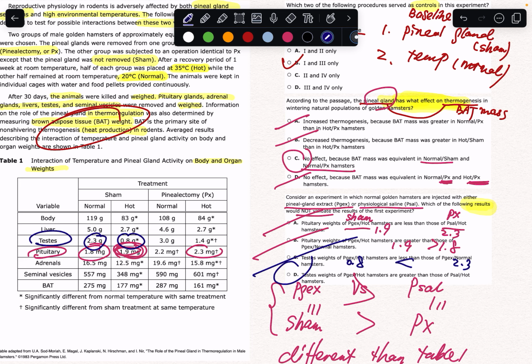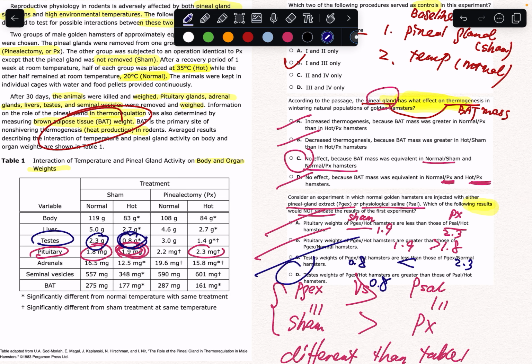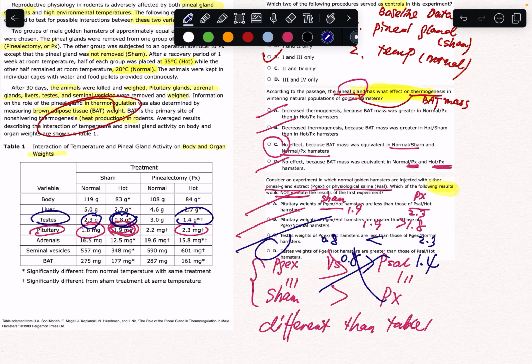So my choice will be D, but we're still going to read it. D says testes weights of sham hot, which is 0.8, are greater than those of PX hot. PX hot is 1.4. Is 0.8 greater than 1.4? No, that's not the case. That's not what I see on my table. So D is different from what I see on my table, and D is my right answer. I hope that's helpful.